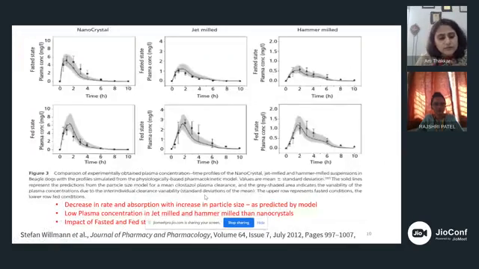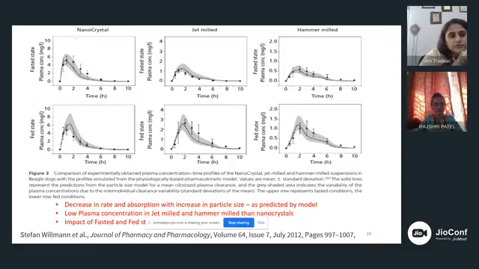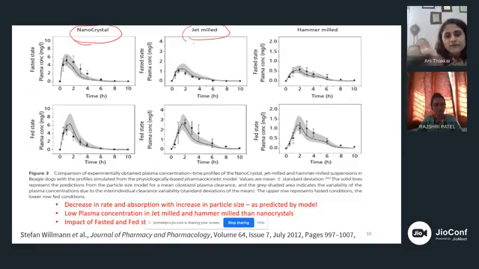This one is from the Journal of Pharmacy and Pharmacology. It's one of the old papers, where PBPK was not utilized that much. But this is a very interesting example. If you see over here, for this particular drug, they did the development of some nanocrystal. They have jet milled the product, and they have used the hammer mill.